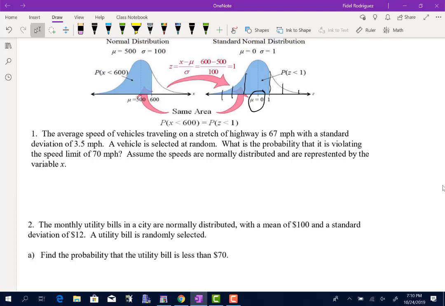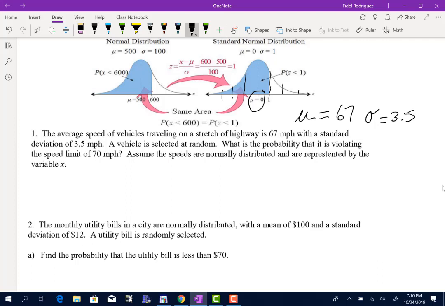Okay, so the first thing I'm going to do here, guys, is write down a couple of things. Do we know what the mean is, or what the average speed is? 67, right? Okay, good. And do we know what our standard deviation is here?